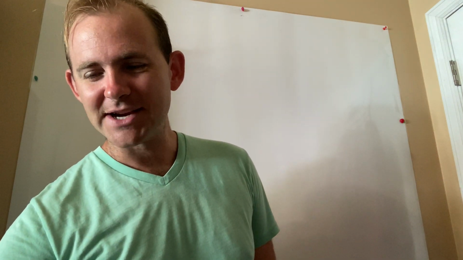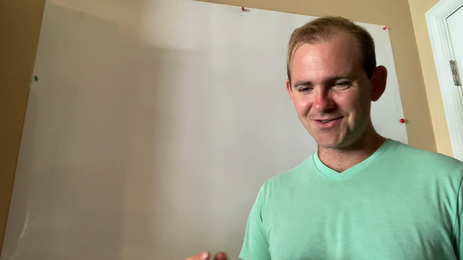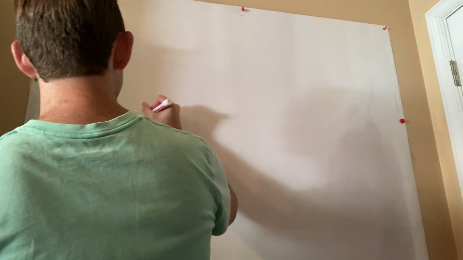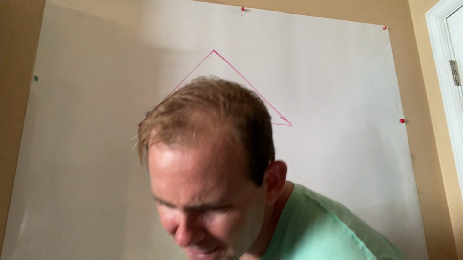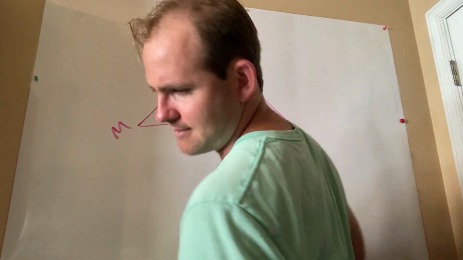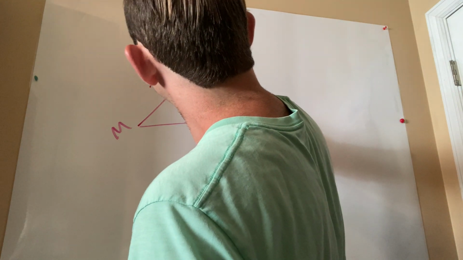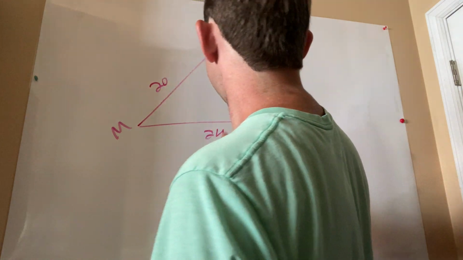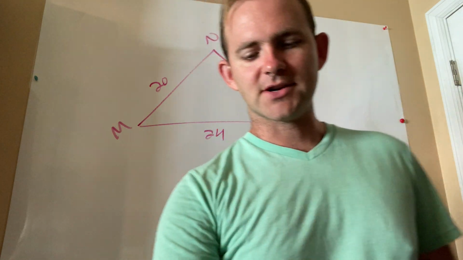So let me show with a couple examples what I mean. Do you guys see where it says set 1? Let's take a look together at example number 1 so you can see just how easy this is. This is triangle MNP. I don't know why they didn't use O. And the sides are 20, 17, and 24. They want us to order the angles from least to greatest. Here's how this works.